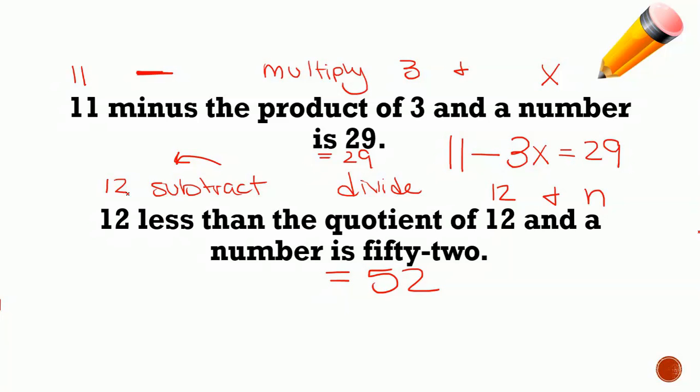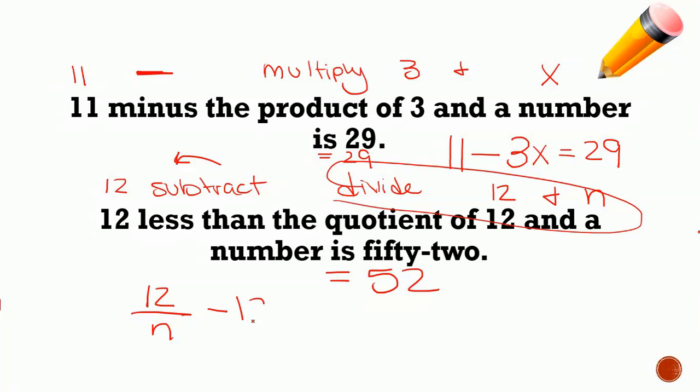Remember, is means equal. So they tell me 12 subtract, and remember we're going to flip it around, divide 12 and n equals 52. So instead of doing 12 first, since it's a less than, I need to write this stuff first. So I'm going to divide 12 and n like that. And I'm going to subtract 12 from that, and that's going to equal 52. Not too bad, right? It's kind of like translating a foreign language into English, or taking English and translating it to a foreign language. That's pretty much all we're doing.